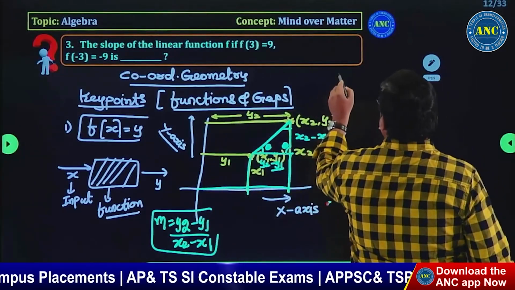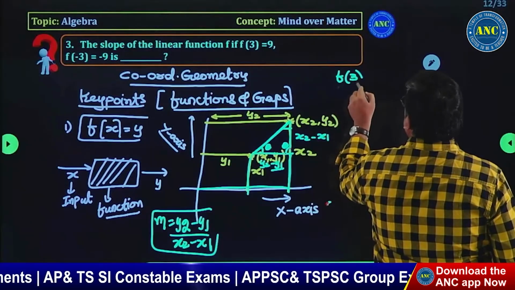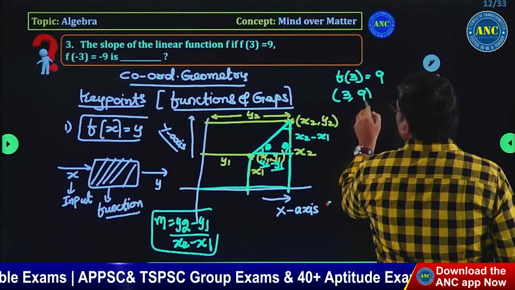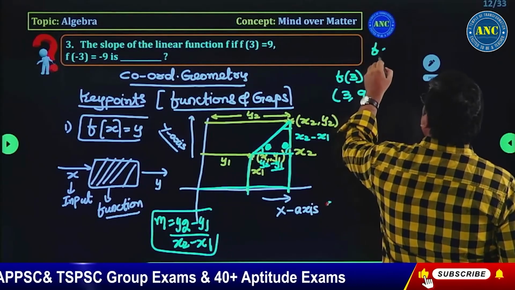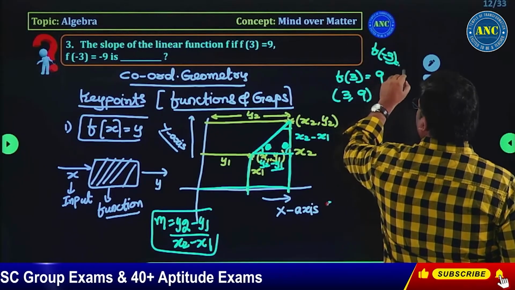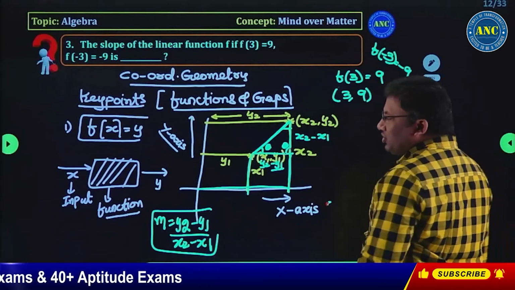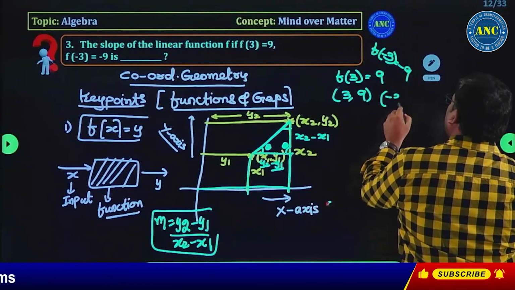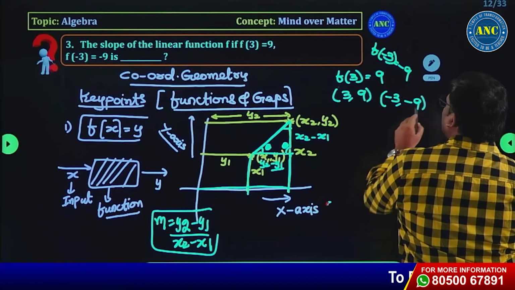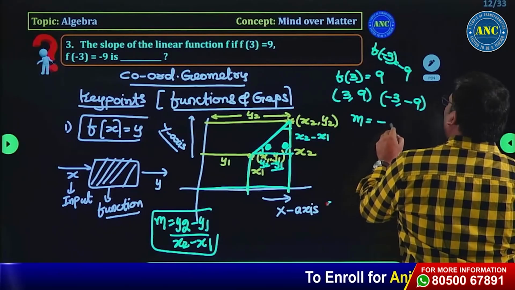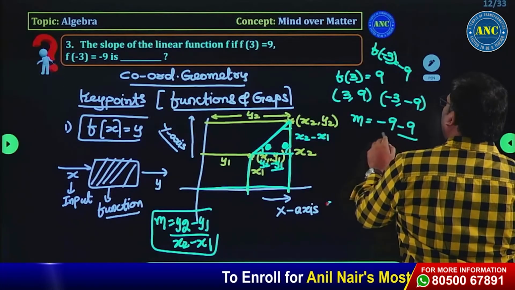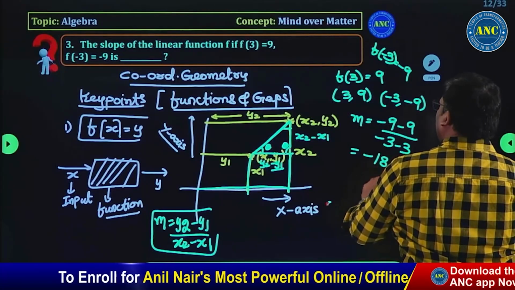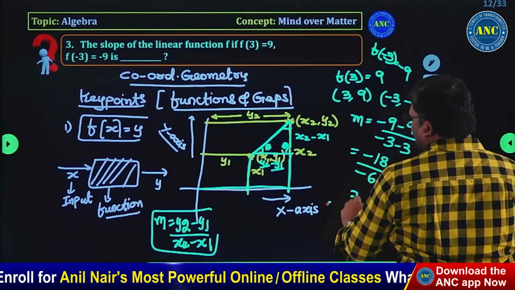So f of 3 is equivalent to 9. That means x1 is 3, y1 is 9. Next, f of minus 3 is equivalent to minus 9. That means x2 is minus 3, y2 is minus 9. Slope is given by y2 minus y1 by x2 minus x1, so it is minus 18 by minus 6. What is the answer? 3.